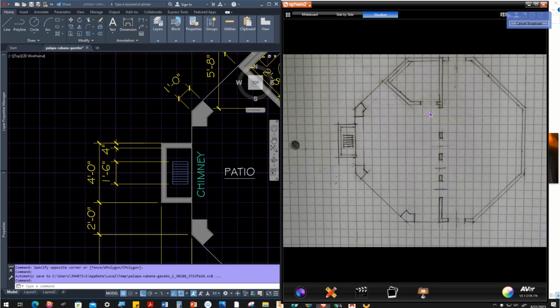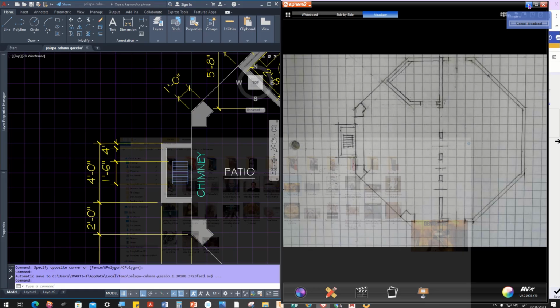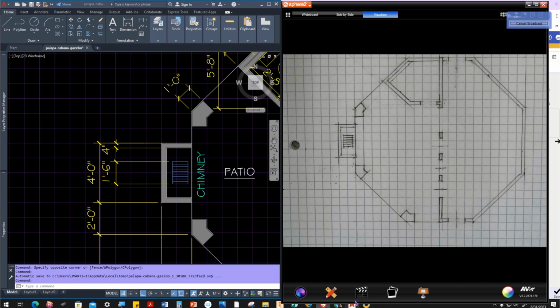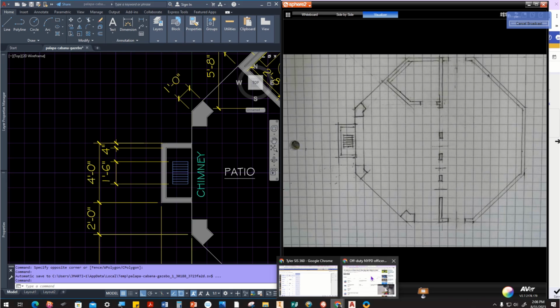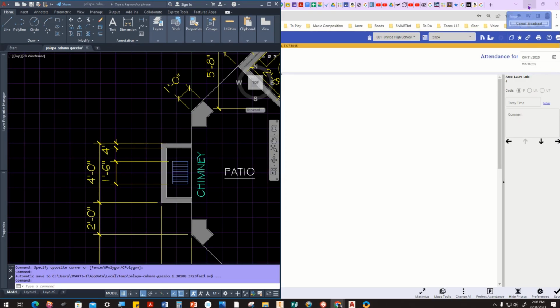The next thing to do is symbols. Let's begin with the symbols for doors and windows. In my day, we used to have this. No, not the memes. Templates. Let me see what I have.